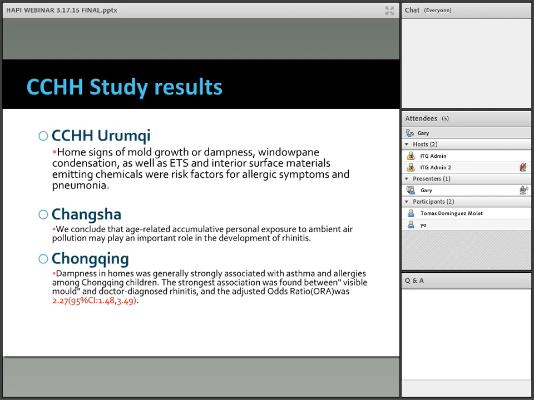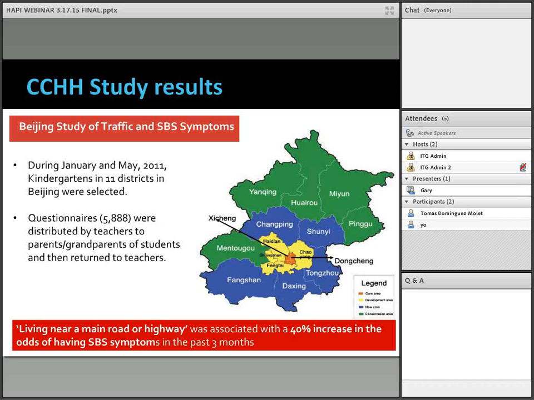It's always important to look at local evidence to see whether the risk factors are consistent from place to place. We've worked on the CCHH study with some Beijing data, and this is a result that we recently submitted for publication, showing that living near a main road or highway was associated with a 40% increase in the odds of having sick building syndrome symptoms in the past 3 months.